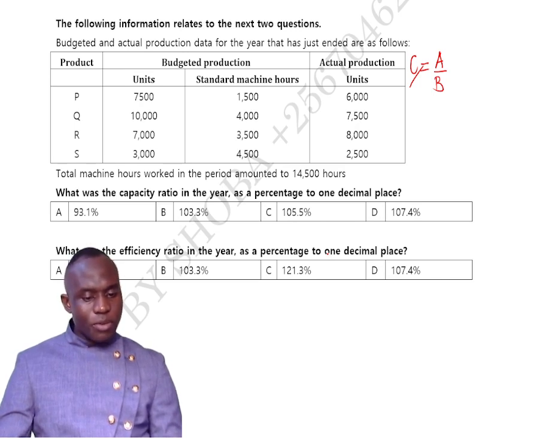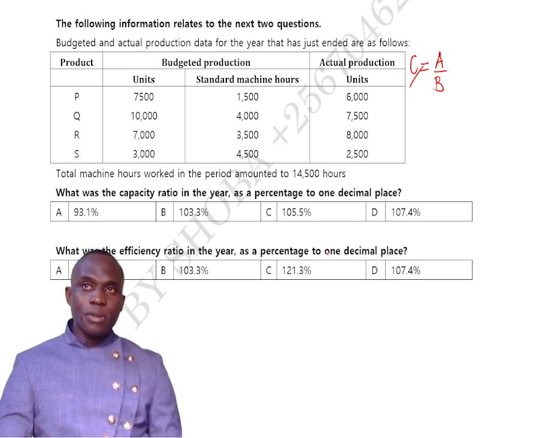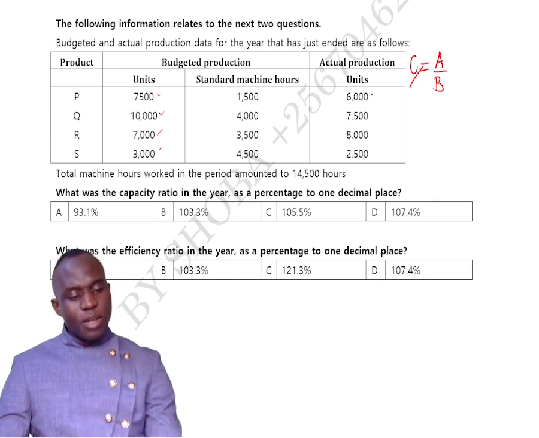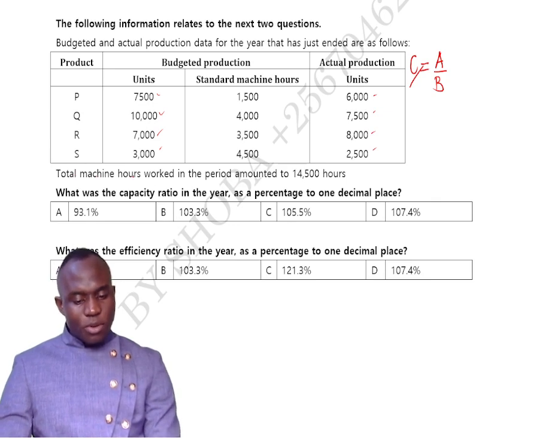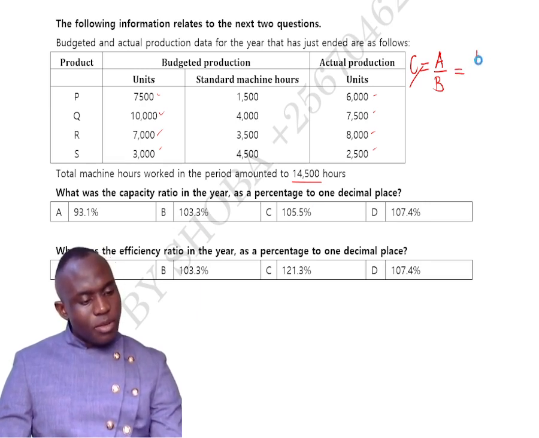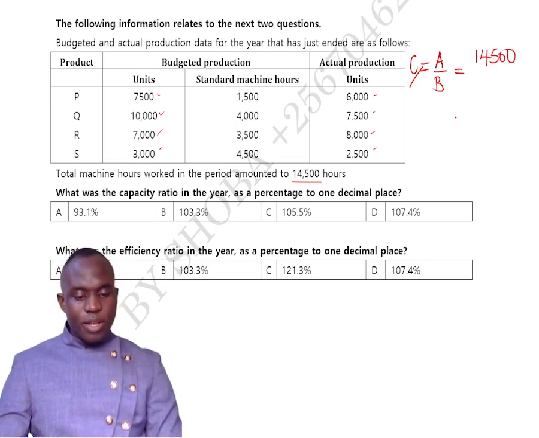Budgeted and actual production for the year just ended was as follows. So they are producing 4 products, P, Q, R, and S. These are the budgeted units, the planned units. And this is the standard time in total to produce those units. But they actually produced these units. Now they have told us total machine hours amounted to 14,500. So actual hours are given, it is 14,500. So we need to find the total budgeted hours.